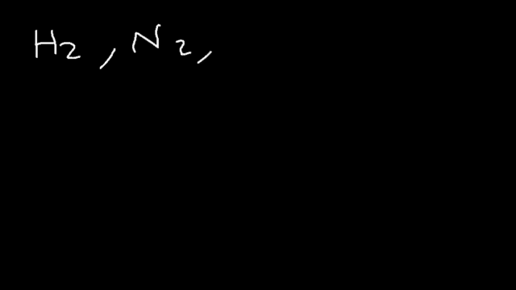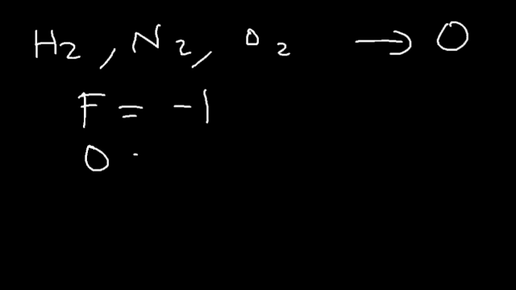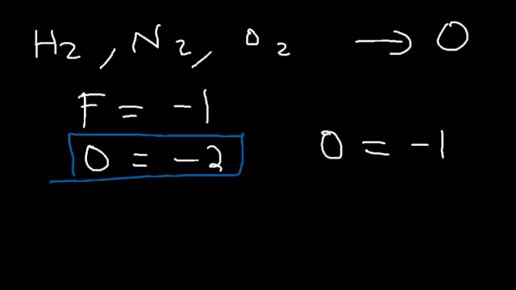So here are some general rules. If you have a pure element like H2, N2, O2, the oxidation state is going to be 0. Now, fluorine in a compound is always -1. Oxygen is usually -2, except when bonded to fluorine, or if it's in the form of peroxide or superoxide. If you hear the word peroxide, oxygen has an oxidation state of -1, but 99% of the time it's going to be -2. So if it's oxide, it's -2, but if you hear the word peroxide, it's -1.